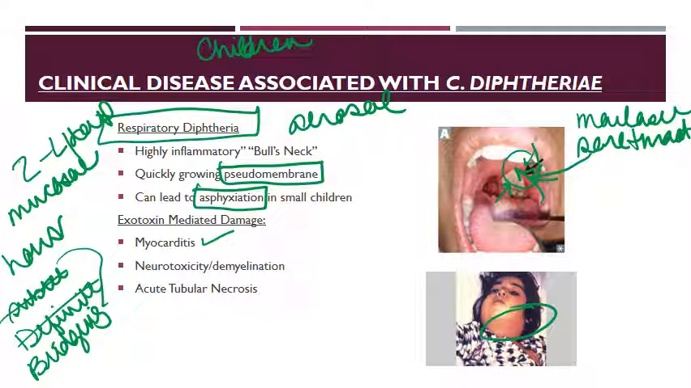You get severe inflammation of the heart, which basically leads to myocarditis. This occurs approximately 1 to 2 weeks after the pharyngeal symptoms resolve. So you get sick with respiratory diphtheria, you get better, and 1 to 2 weeks later, myocarditis.